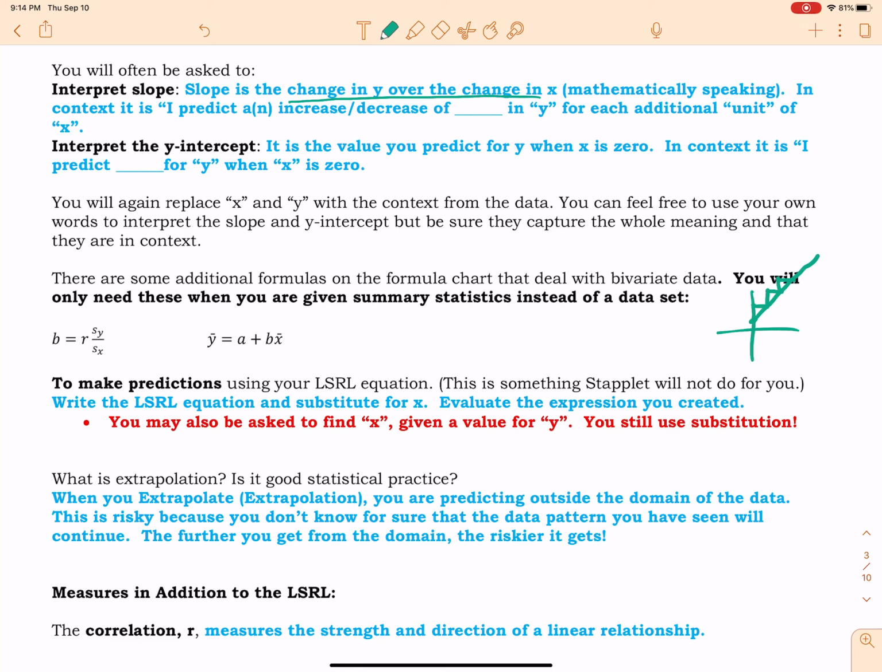And so when we interpret slope, we're not just going to say the change of y over the change of x. We're going to think about it as something you're predicting. I would predict an increase or decrease of whatever is happening in y for each additional unit of x. So right here, I'm going to say I predict an increase or decrease of whatever the slope is in y for each additional unit of x. And again, we're going to talk a lot about this when we look at our examples.